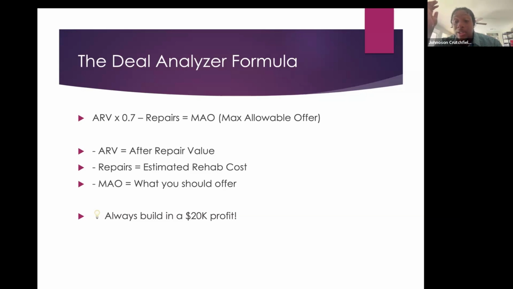Okay. We're going to assume heavy rehab here. What we're estimating right now is somewhere around $80 a square foot. That's a lot of money. So if it's a 1,000 square foot house, we're looking at an $80,000 rehab. If it's 2,000 square feet, that means a $160,000 rehab.